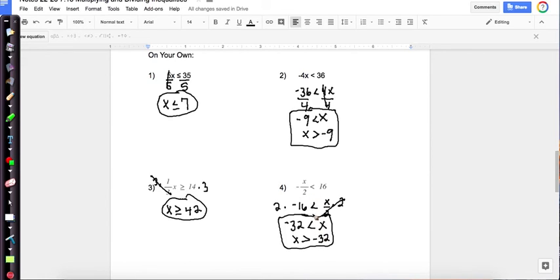Now, look, once again, the symbol flipped around. Why? Because the variable was negative.